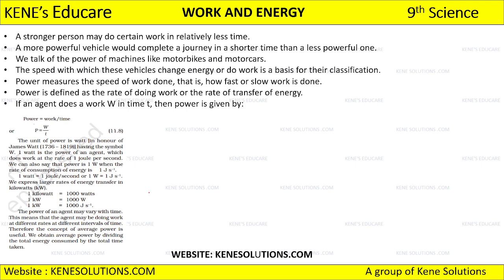So we talk of the power of machines like motorbikes and motor cars, and the speed with which these vehicles change energy or do work is the basis for their classification. So over here, their speed is the basis of classification. Okay. So power measures the speed of the work done. That is how fast or slow the work has been done.